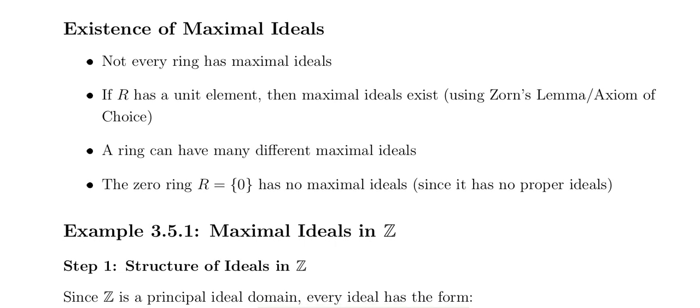Not every ring has a maximal ideal. If R has a unit element, then maximal ideals exist, using Zorn's lemma, the axiom of choice. A ring can have many different maximal ideals. The zero ring R equal to 0 has no maximal ideal. These are very important points.